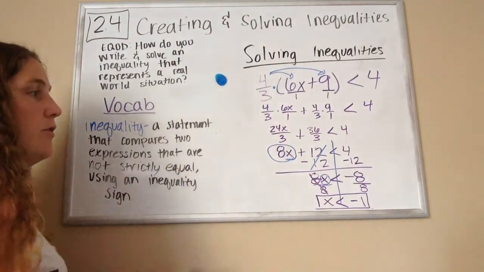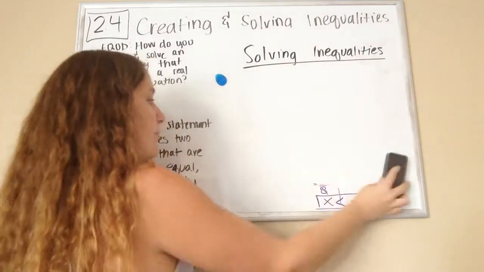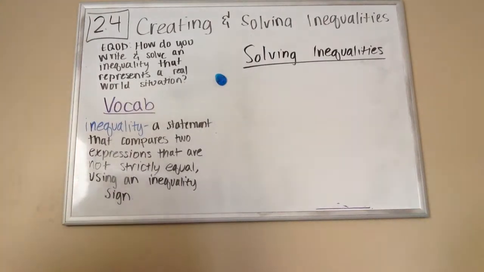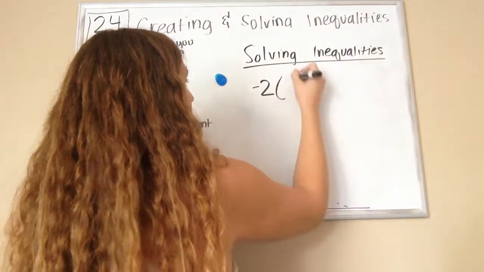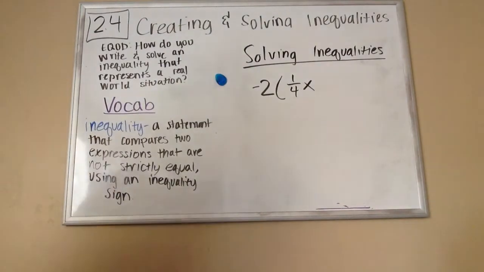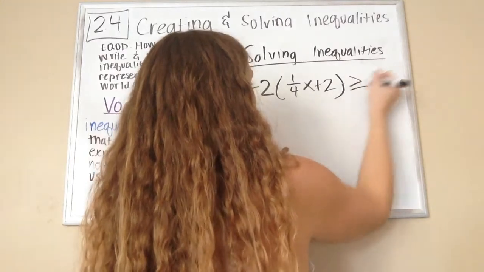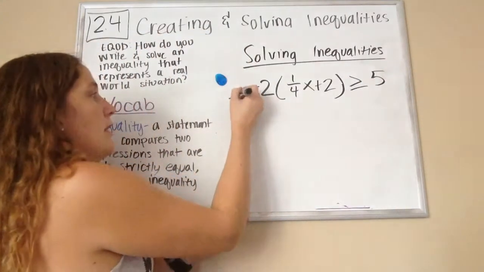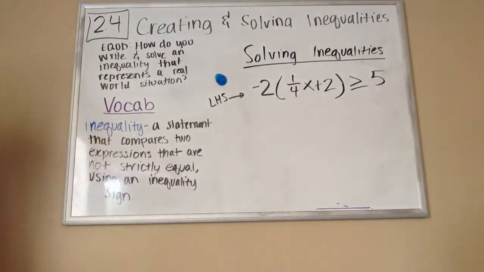Go ahead and pause the video. This should all be on the right-hand side, but I am going to give you one right now to complete on the left-hand side. So on the left-hand side, you are going to do negative 2 times (1/4 x plus 2) is greater than or equal to 5. So you are completing this one on the left-hand side. Alright, go ahead and pause the video now and complete that.